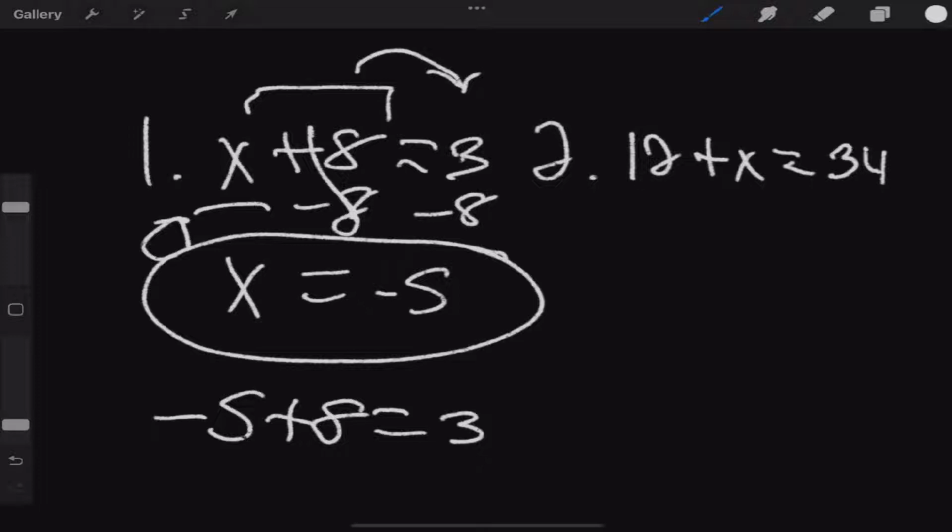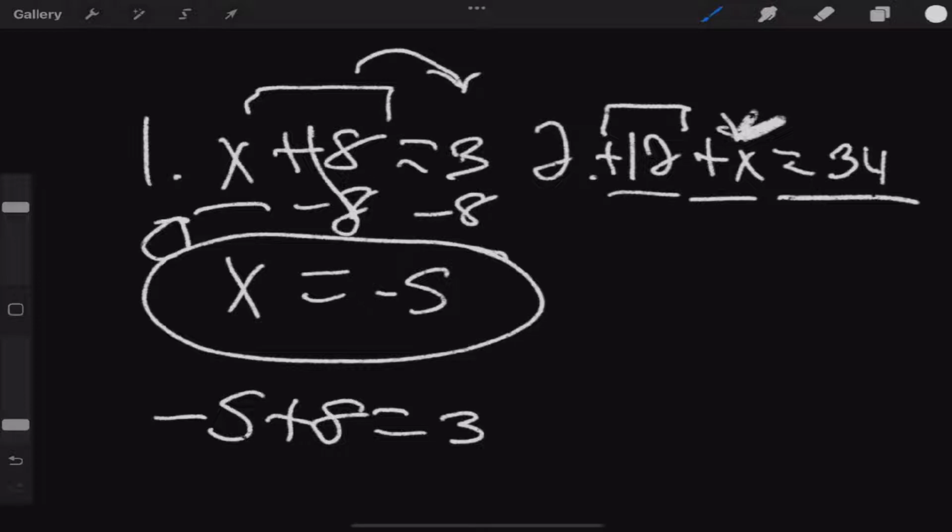If we hop over to our second equation over here, it's in a little bit of a different format, but it's the same thing. We have a positive 12 plus a variable equals 34. And again, we want to keep this x right here by itself. So we need to get rid of whatever else is left, which is this 12. We know it's positive because there's that invisible positive sign right there. As long as it's not negative, you know it's positive.